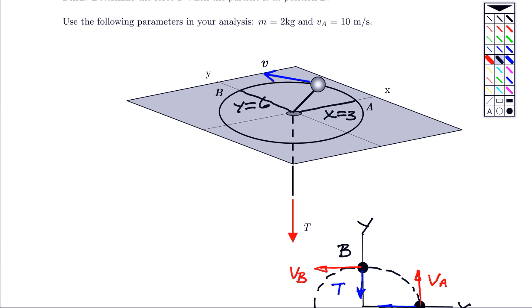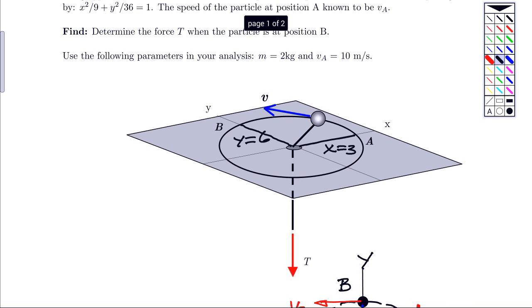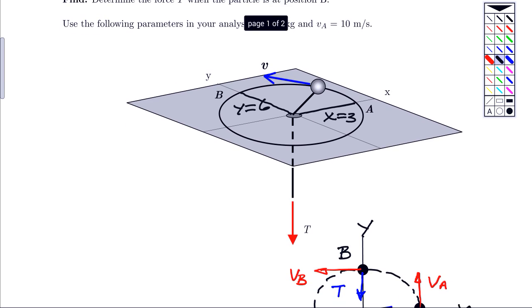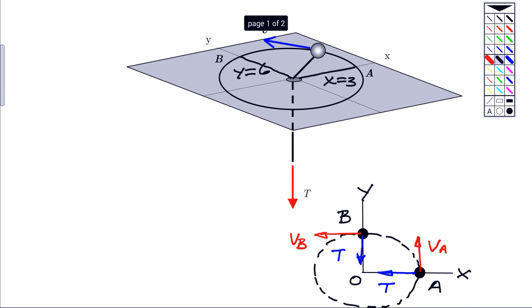We know that the particle, as a result of this applied force T, which is not a constant, takes on an elliptical path, given by this equation here of x squared over 9 plus y squared over 36 is equal to 1. We know the speed at position A, and once the particle moves to B, we want to find what tension it takes in order for it to be at position B.